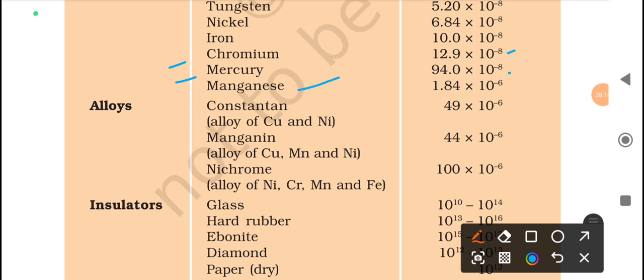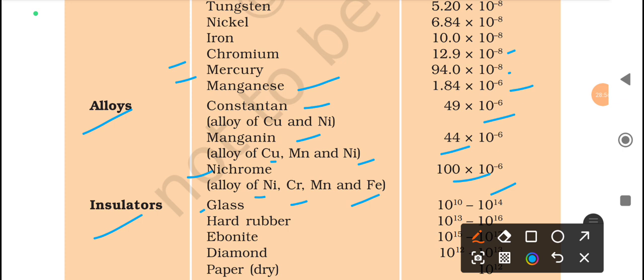Chromium 12.9 into 10 to the power minus 8. Mercury 94.0 into 10 to the power minus 8. Manganese 1.84 into 10 to the power minus 6. Alloys: Constantan 49 into 10 to the power minus 6. Manganese 44 into 10 to the power minus 6. Alloy of copper, Mn and Ni. Nichrome, alloy of Ni, chromium, Mn and Fe, 100 into 10 to the power minus 6.